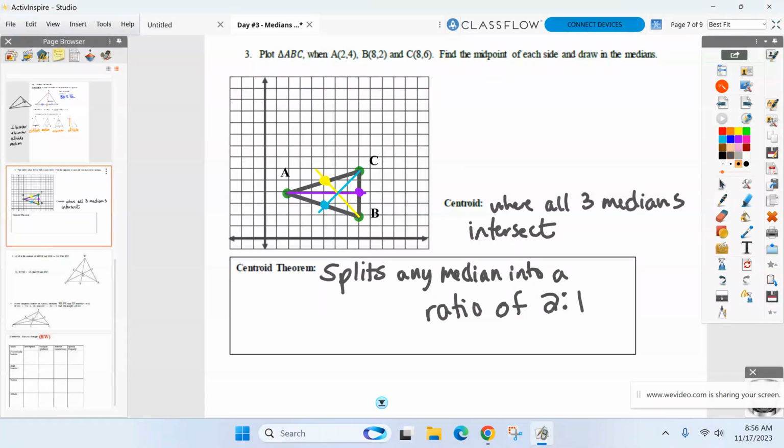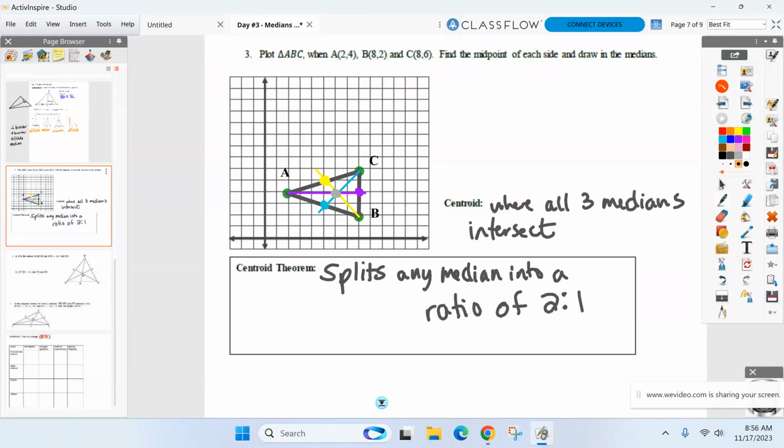Take a fourth colored pencil if you have it in your group. Put a point where the centroid is on the graph we just completed. Put a point where the centroid is for me, and I'll show you how this new fact works. I want you to look at the median coming from A to BC. Everyone see the median I'm talking about, from A to BC, the horizontal one.